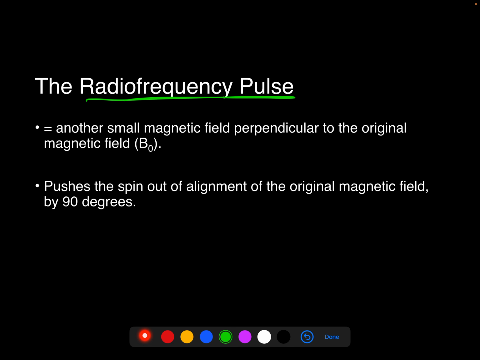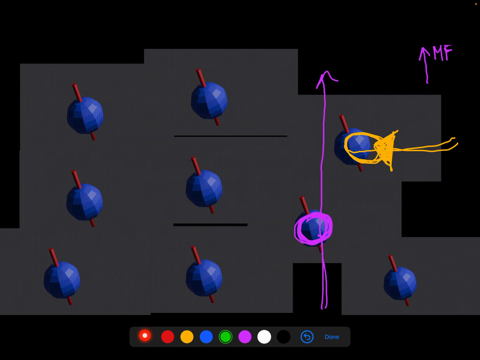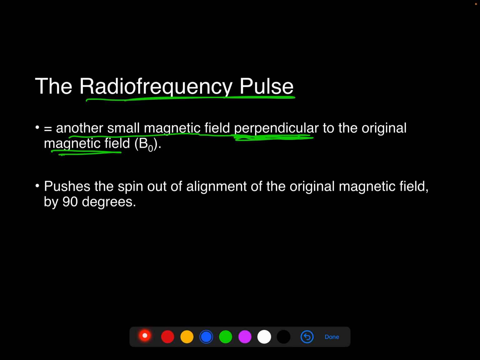The radio frequency pulse is another small magnetic field that we add to the MRI machine that is perpendicular to the original magnetic field. And just for the sake of illustration, the original magnetic field direction is also known as B0. That's just the direction of the original magnetic field.